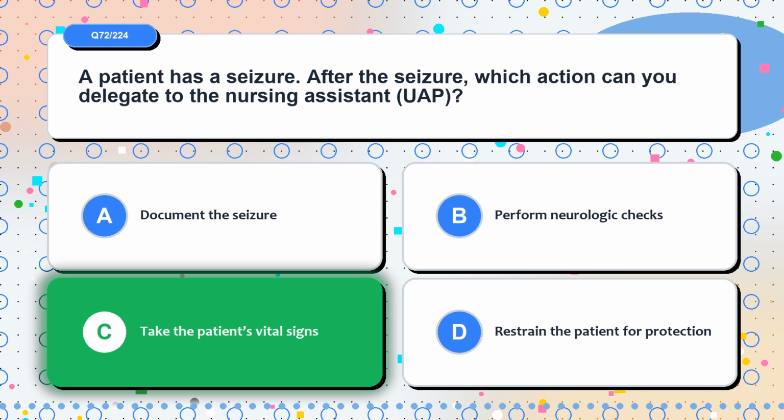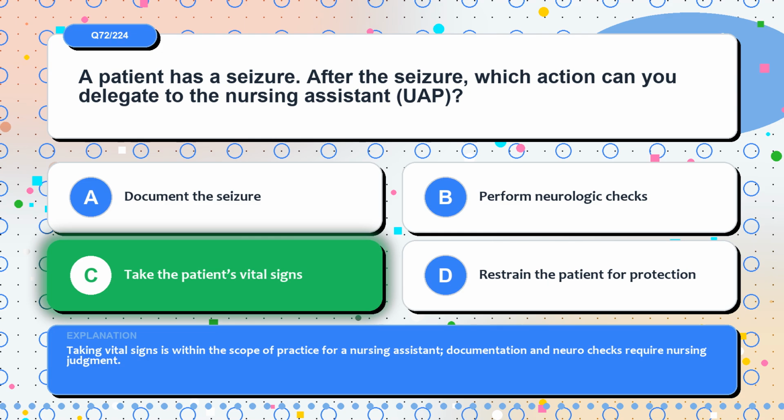The correct answer is option C, take the patient's vital signs. Taking vital signs is within the scope of practice for a nursing assistant. Documentation and neurochecks require nursing judgment.